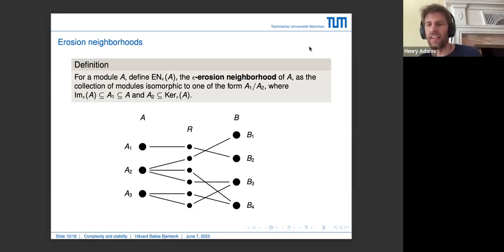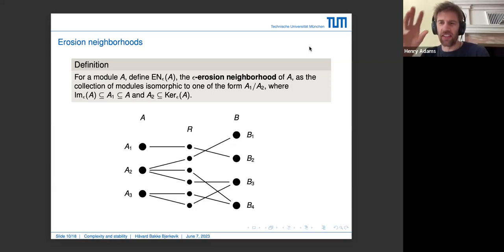Ask a question. Sorry. Yeah. Is it correct or morally correct to say that when you erode a module, a large indecomposable can split into smaller pieces, but you don't have the opposite?